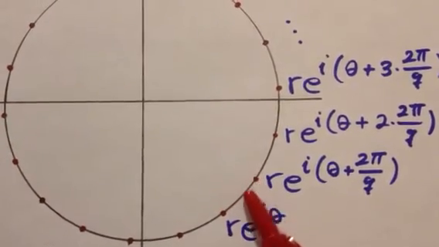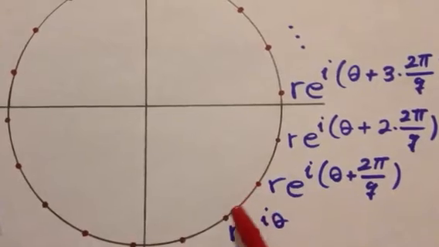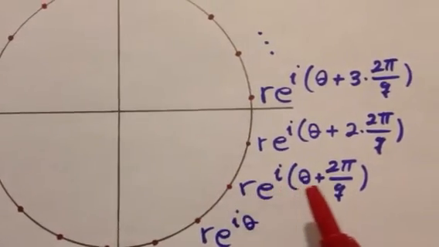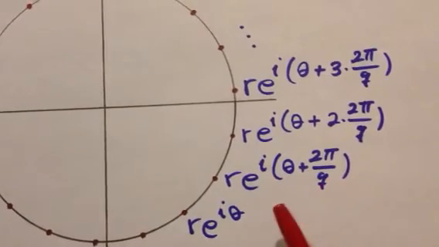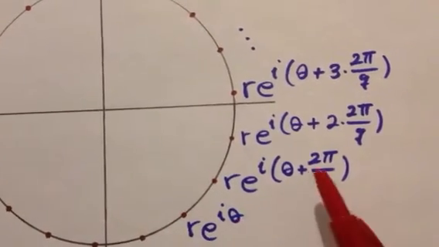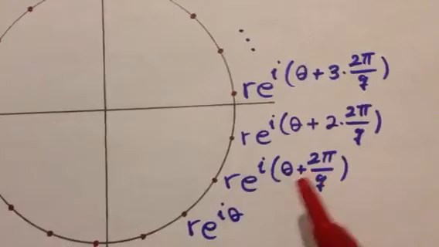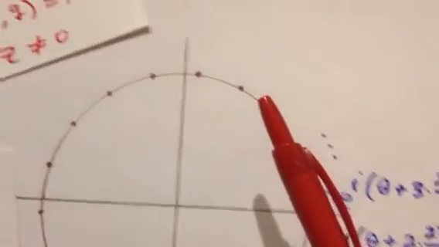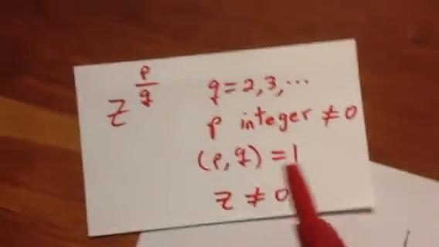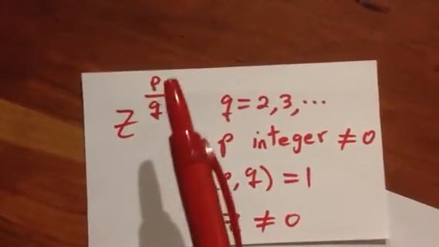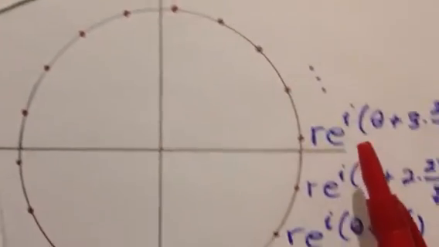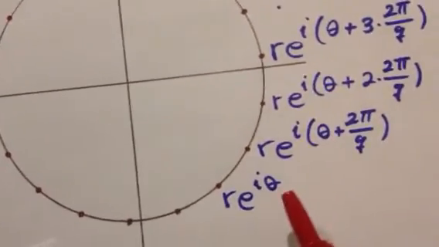So this angle from here to there is 2 pi over q. So by adding 2 pi over q to the argument theta, we get the next q-th root of z, and so on. Now, to get z to the p over q, we have to raise every one of these roots to the power p.